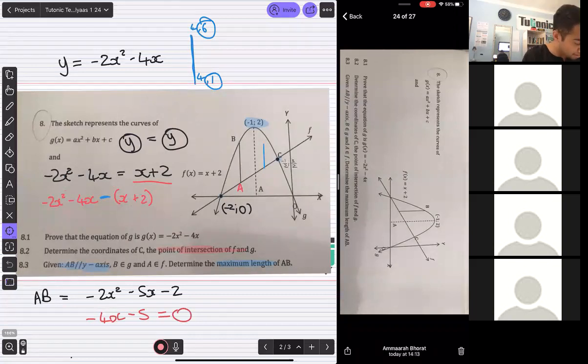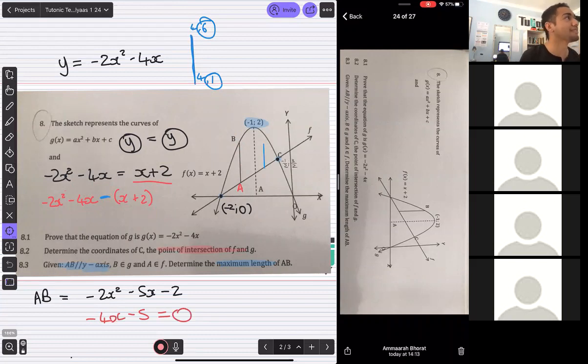But basically AB is the y distance. I know that in this graph, y equals minus 2x squared minus 4x for the parabola, and for the straight line, it equals x plus 2. So I want to work out the difference. That's why I say minus 2x squared minus 4x minus x plus 2.